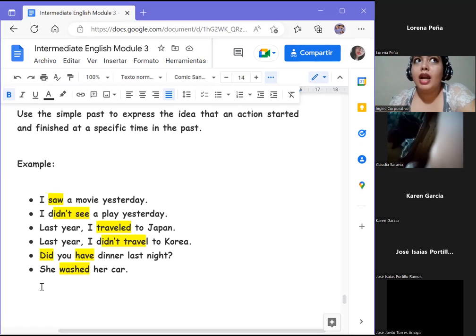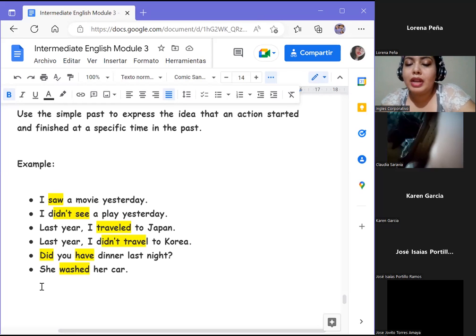But you are thinking, I didn't eat my food yesterday or the last week, or you have a specific time. But in this case, it is not necessary that you add that specific time. With the auxiliary, you are saying that that action happened in the past and it is completed because you forgot to do that action. So in that case, it is not necessary. You can add the time, the specific time.